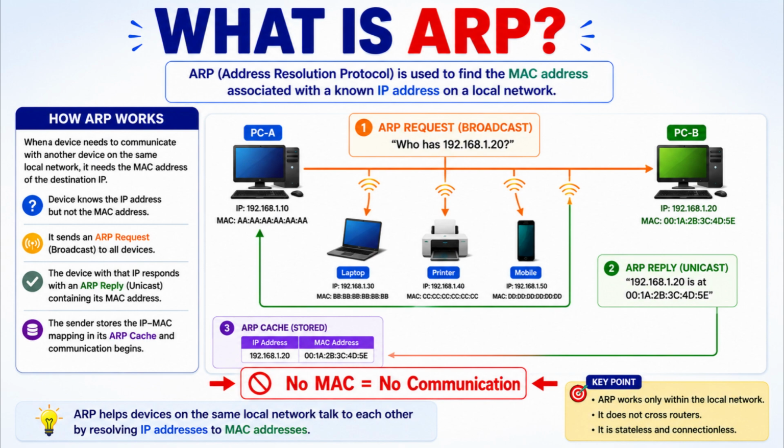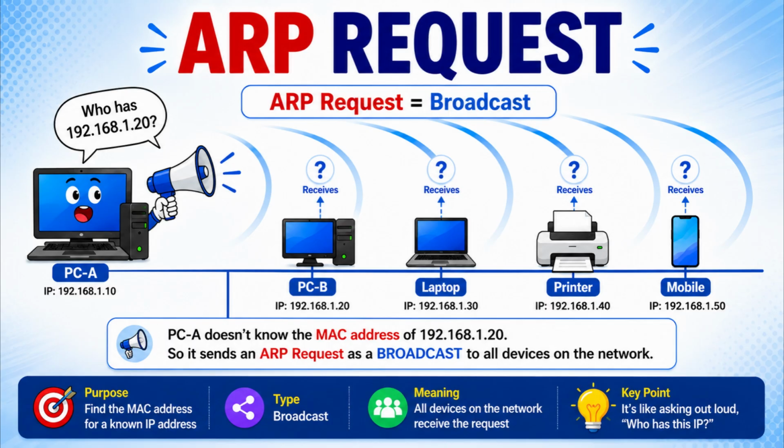Suppose PCA wants to send data to PCB. PCA knows the IP address, but communication requires the destination MAC address. Without the MAC address, communication cannot begin. To start the process, PCA sends out an ARP request.